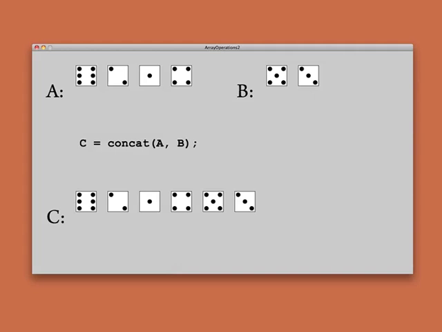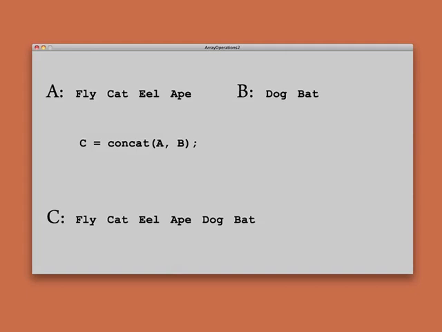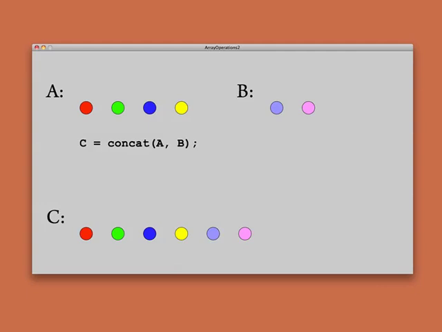If we look at this in strings, we just stick dog and bat onto the end of A. And if we look at this in colors, we can see that the purple and pink just get stuck onto the end of the colors of A.